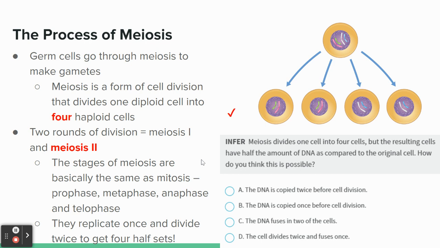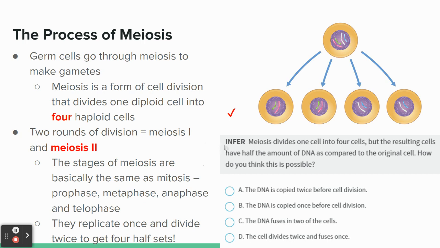Germ cells go through meiosis to make gametes. Meiosis is a form of cell division that takes one diploid cell and divides it into four haploid cells. There are two rounds of division. There's meiosis 1 and meiosis 2. They're the same stages as mitosis, except they happen twice. There's prophase, metaphase, anaphase, and telophase. As long as you can remember mitosis, you can remember meiosis. It's just a copy of it, two times instead of once.